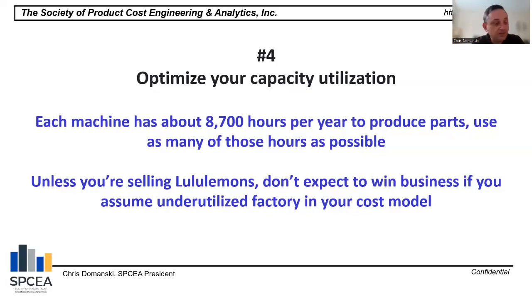Too many times I walk into factories, suppliers, companies that are not paying attention to that. It amazes me because you're running 2,000 hours per year, 3,000 hours per year, and you have all these fixed costs, and you're asking for higher prices to cover that. But the markets are usually very, very competitive, and unless you're selling Lululemons, that sell themselves, you're not going to be able to cover these inefficiencies. And so utilization is very important to any business that lives in a competitive market.